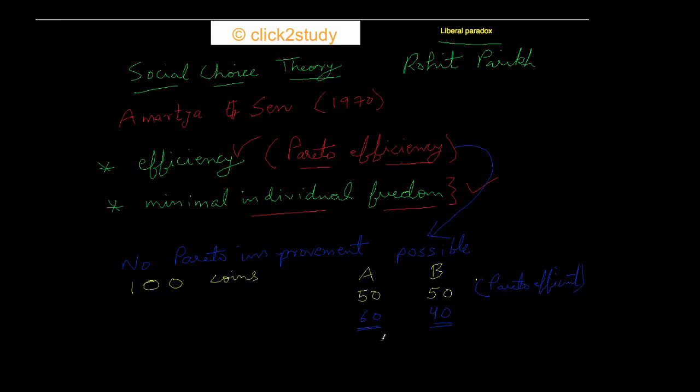Similarly, suppose I had started with some sort of distribution that out of these 100 coins I have given 80 to A and 20 to B. Is this Pareto efficient? This is also Pareto efficient, because again, to make B better I have to take from A. So to make B better I have to make A worse. So again there is no scope of Pareto improvement, so this is also Pareto efficient.